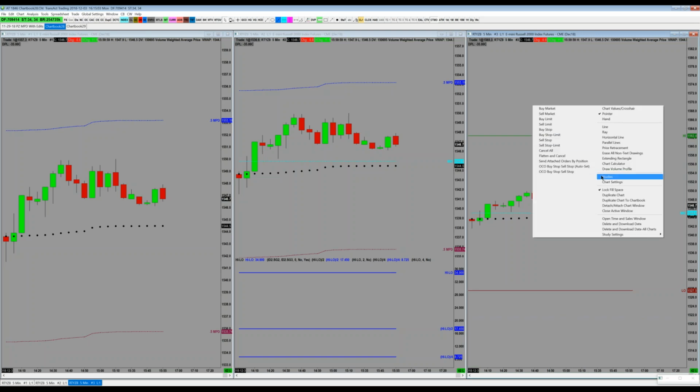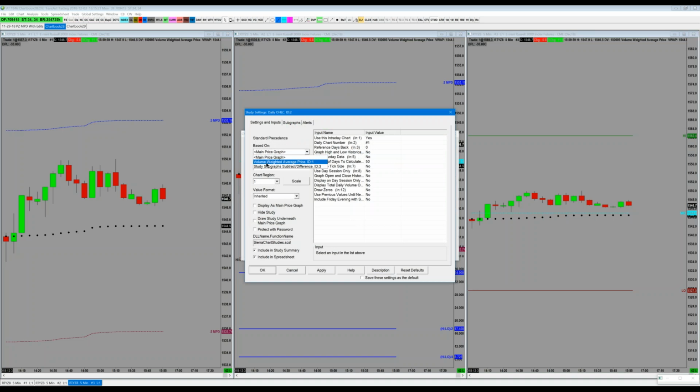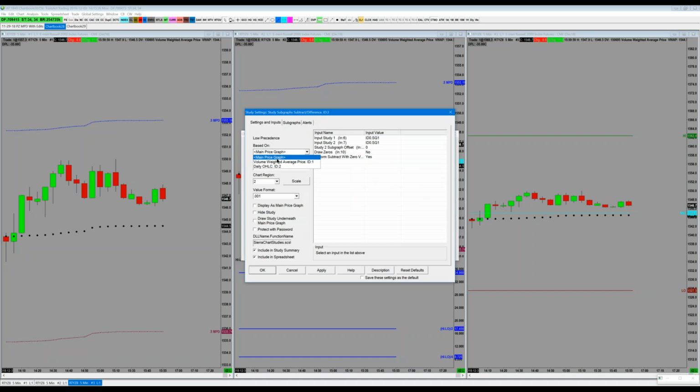The first thing is we need to find the range. So we're going to go down here and look for study subgraphs subtract / difference. I'm going to add the study. This is the relevant study here. It's ID number 2, daily open, high, low, close. In the settings section, we're going to base the study on the daily open, high, low, close. The first input is not going to be from the main price graph, it's going to be from the daily open, high, low, close. We're going to do the high.